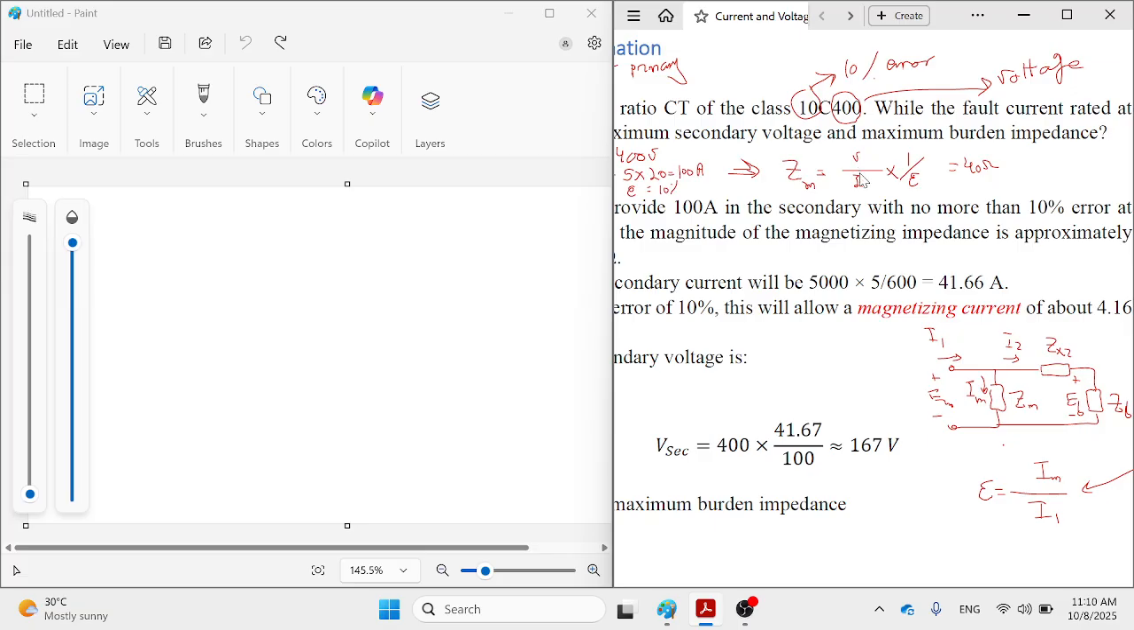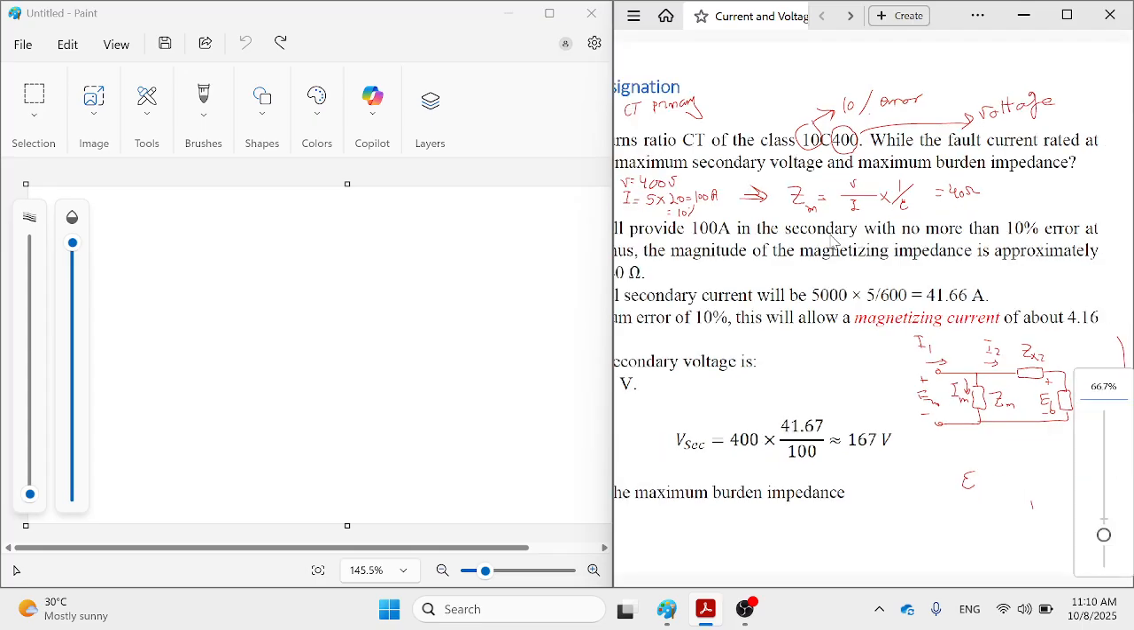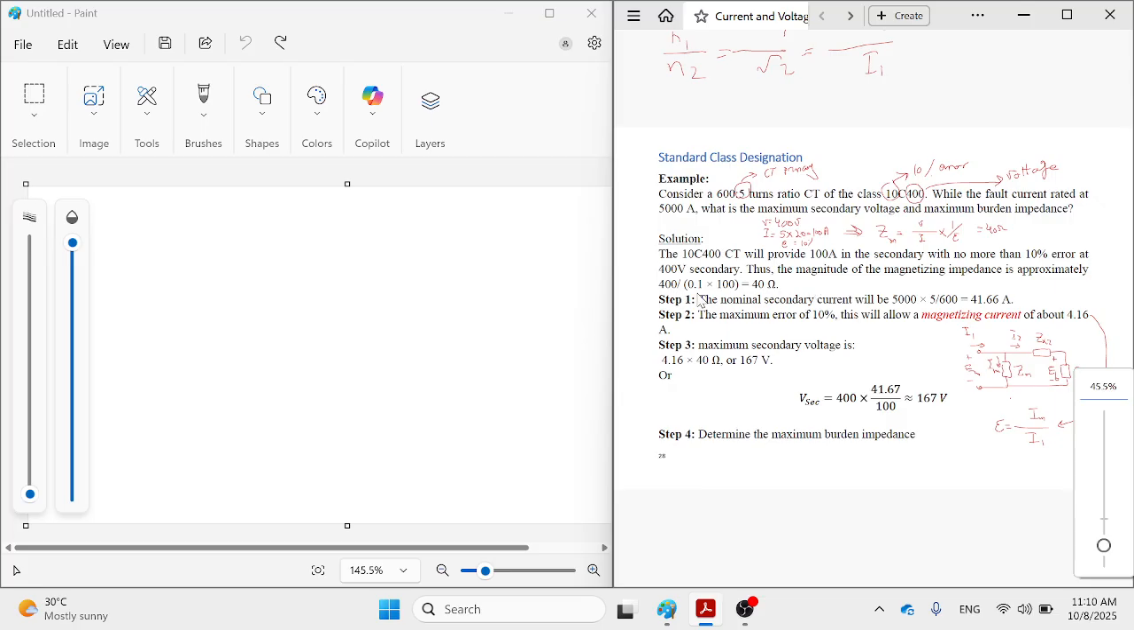Here, Em over Im is considered, so we calculate Zm as 40 ohm, correct? Okay. The next step is to consider the current. What is the nominal current at the other side, which is where we use the CT?